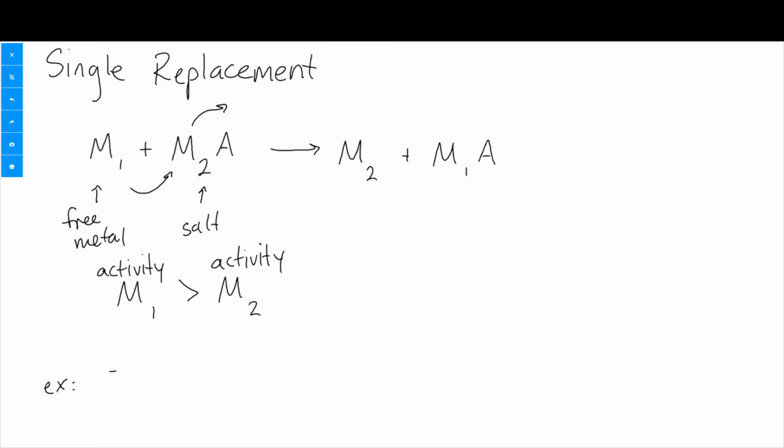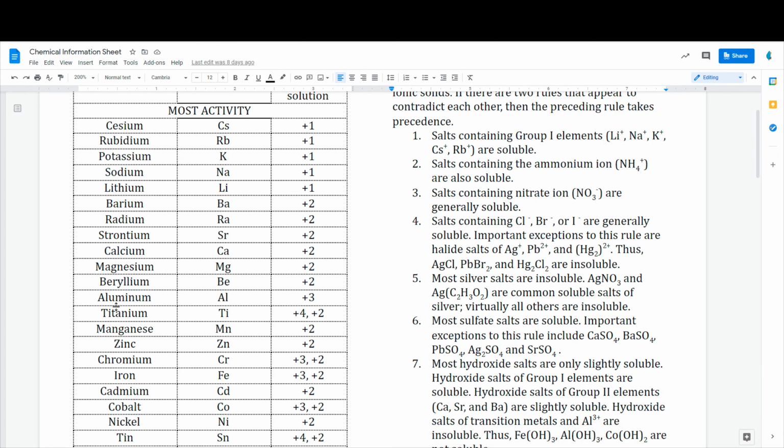if we had zinc metal reacting with copper 2 chloride in solution, well, we have to figure out, can zinc replace copper, right? Is the activity of metal 1, that is zinc, greater than the activity of metal 2, that is copper? So the way we do that, we look at the chemical information sheet.